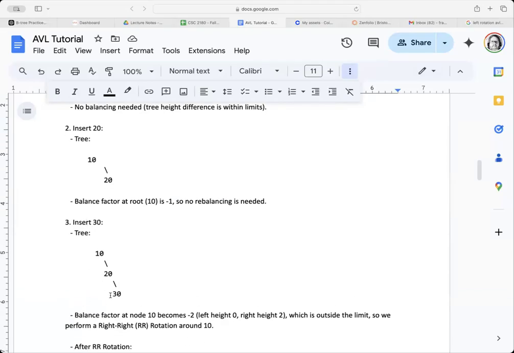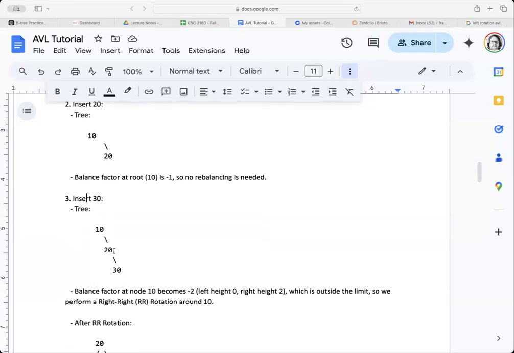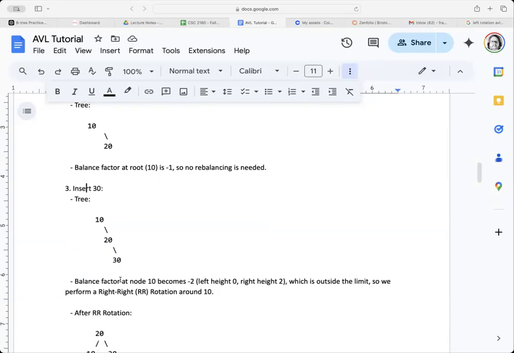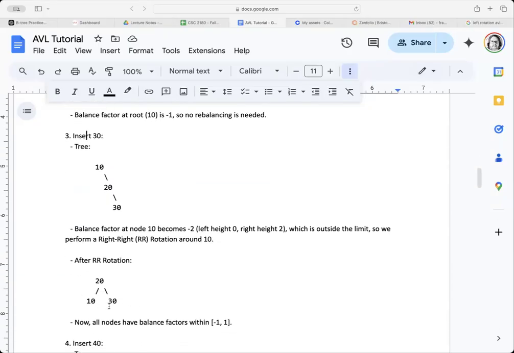The idea here is, and again, call it what you want, they're saying that this is right heavy. So this definition says that it's a right heavy tree. We're going to do a right rotation. Other sources say since 20 is moving to the left, it's a left rotation. We're just going to go with the right rotation since it's right heavy. So we're going to move 20 to be the new root. 10 will be less than that. 30 will be greater than that. That gives us this.